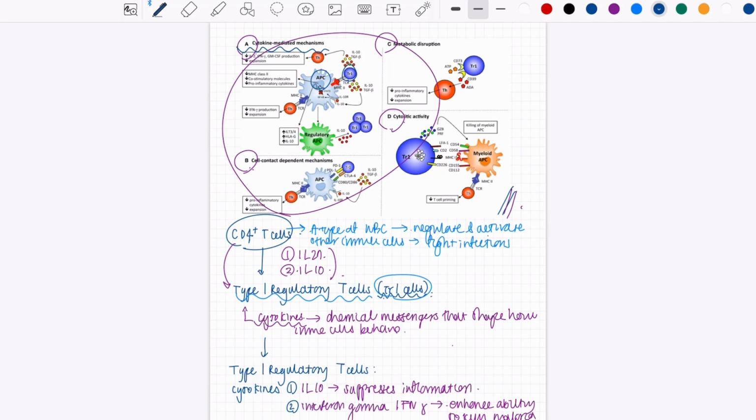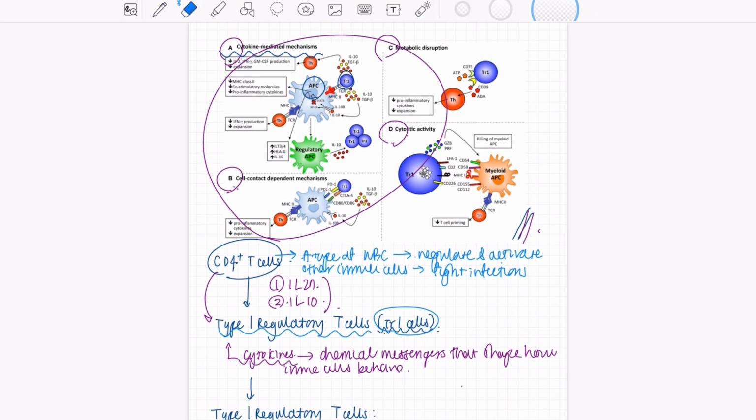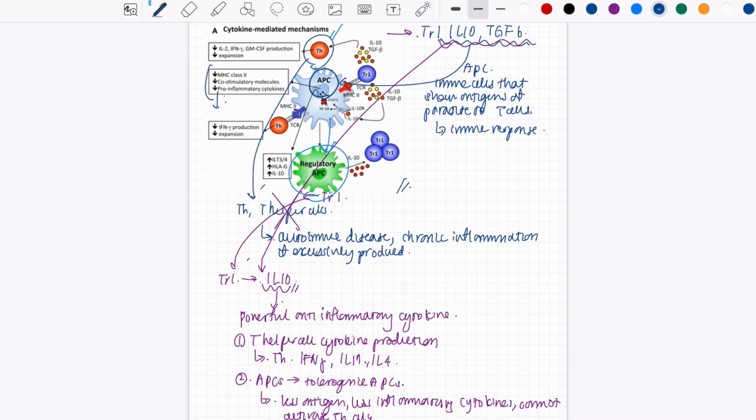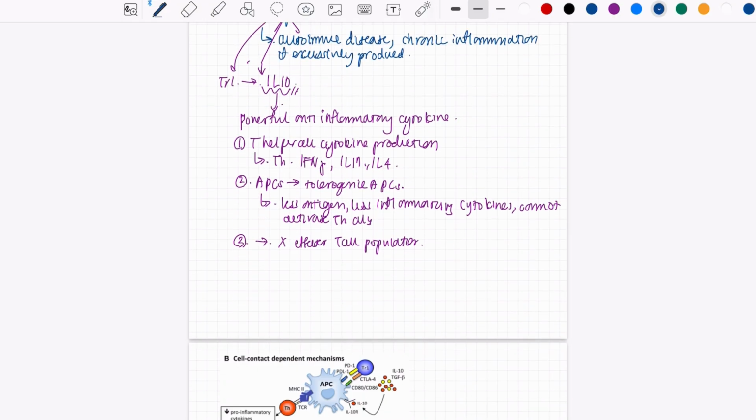Hi everyone, in our previous video we looked into type 1 regulatory T-cell mediated immune regulation in malaria, and I think we got up to the point where we looked at 4 different mechanisms by which Tr1 cells can control immune response, and they were illustrated in panels A to D in this diagram. I think we looked at the mechanism illustrated in panel A, which was cytokine mediated mechanisms.